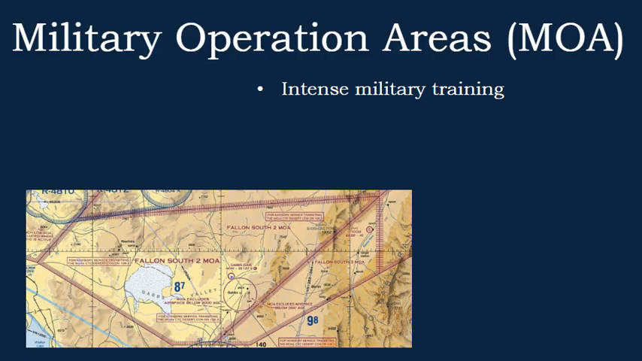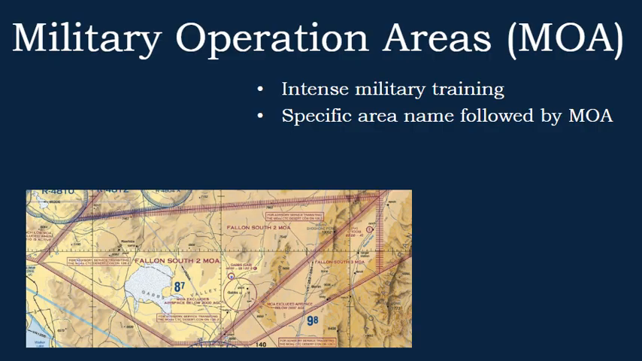MOAs, or military operations areas, are locations where intense military training is conducted. These have a specific name title followed by MOA, for example Fallow South 2 MOA, with a magenta border marking off the specific space. You can fly a drone, but expect and be aware of the presence of high-speed air traffic.